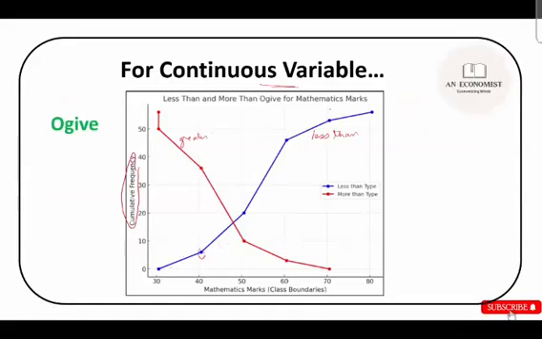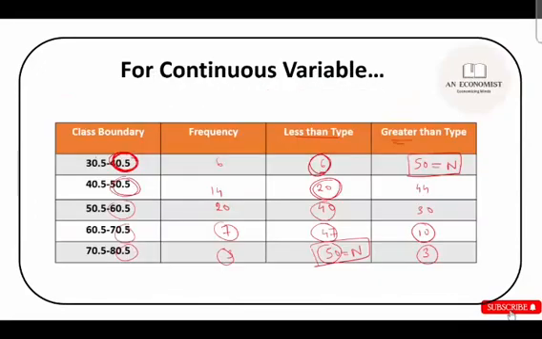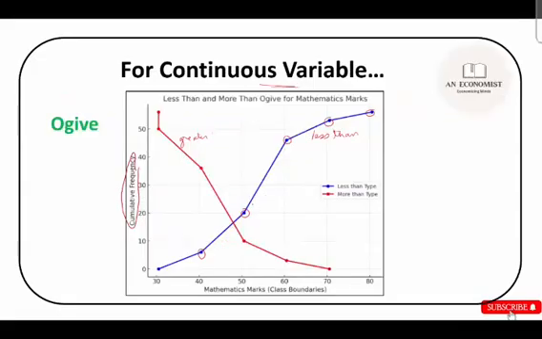So upper boundary and its corresponding frequency, and you are just joining them by a straight line. And for the greater than type, do the reverse: take the lower boundary and the corresponding greater than type frequency, right? For the less than type, you need to take the upper class boundary, and for the greater than type, you have to take the lower class boundary, and this will give you your ogive. And later on we will see that the intersection of these ogives will give you the median value, and we will see this when we discuss central tendency.